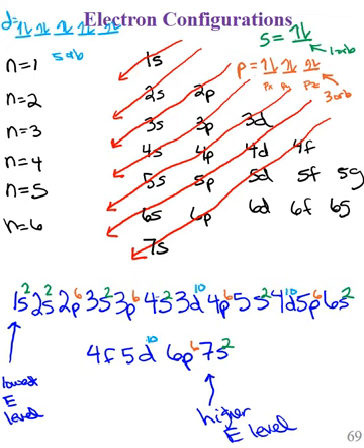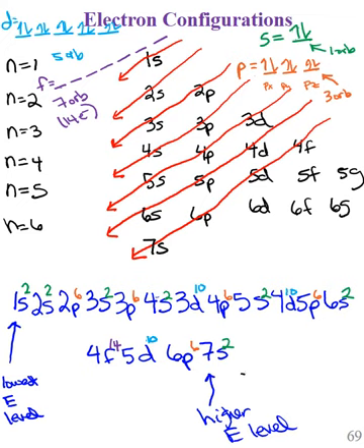The last one we will look at is the f orbital. How many orbitals will the f have? There will be 7 of them. And because each orbital can have 2, there's going to be 14 electrons. I'm not going to draw them all in because I'm lazy. But wherever I see an f, I can put 14 in there.